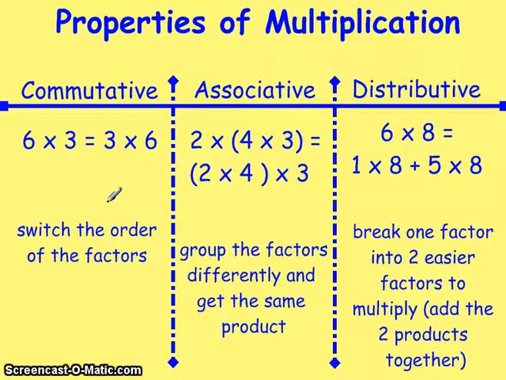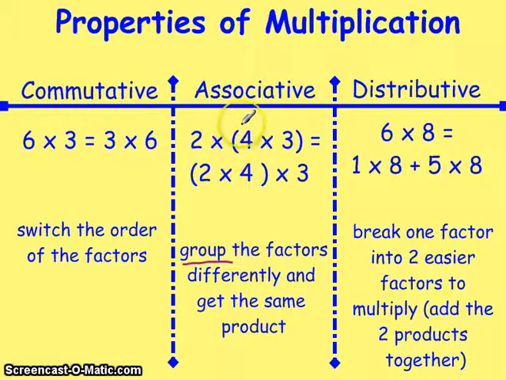We have also talked about three properties. We already discussed the commutative property, but let's look at the associative property and the distributive property. The associative property says that I can group the factors differently and get the same product. So I can choose to put my parentheses wherever I want, and my product should stay the same.